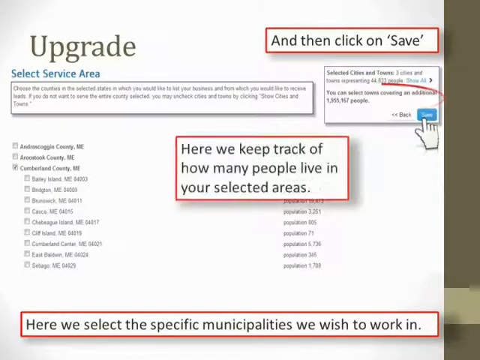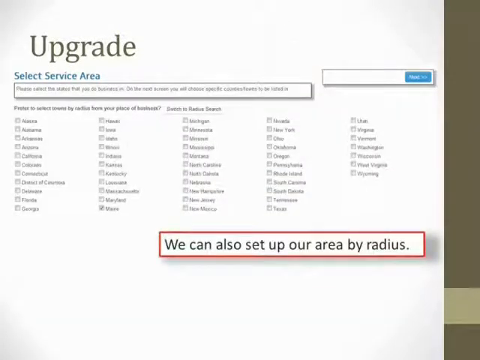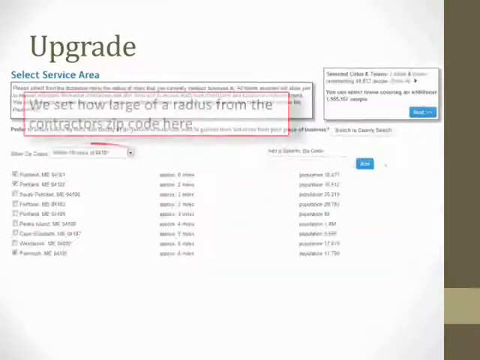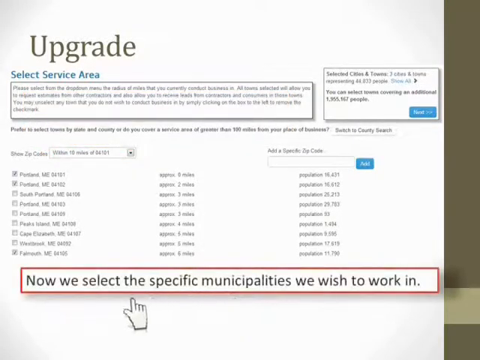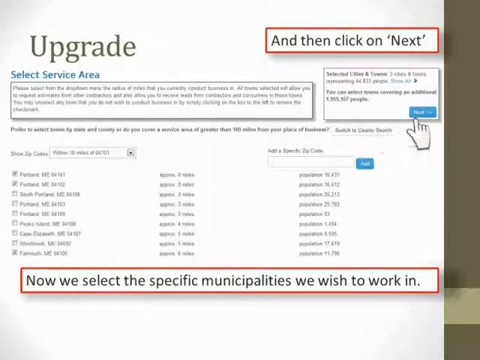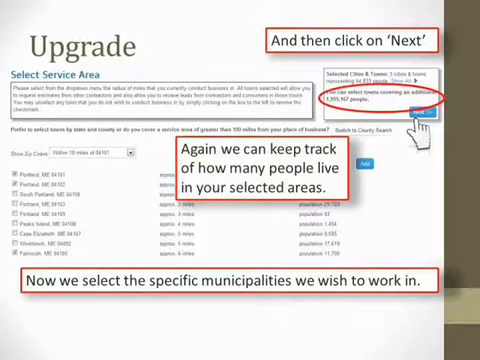Here we keep track of how many people live in your selected areas. We can also set up our area by radius. We set how large of a radius from the contractor city here. Now we select the specific towns we wish to work in. And then click on Next. Again, we can keep track of how many people live in your selected areas.